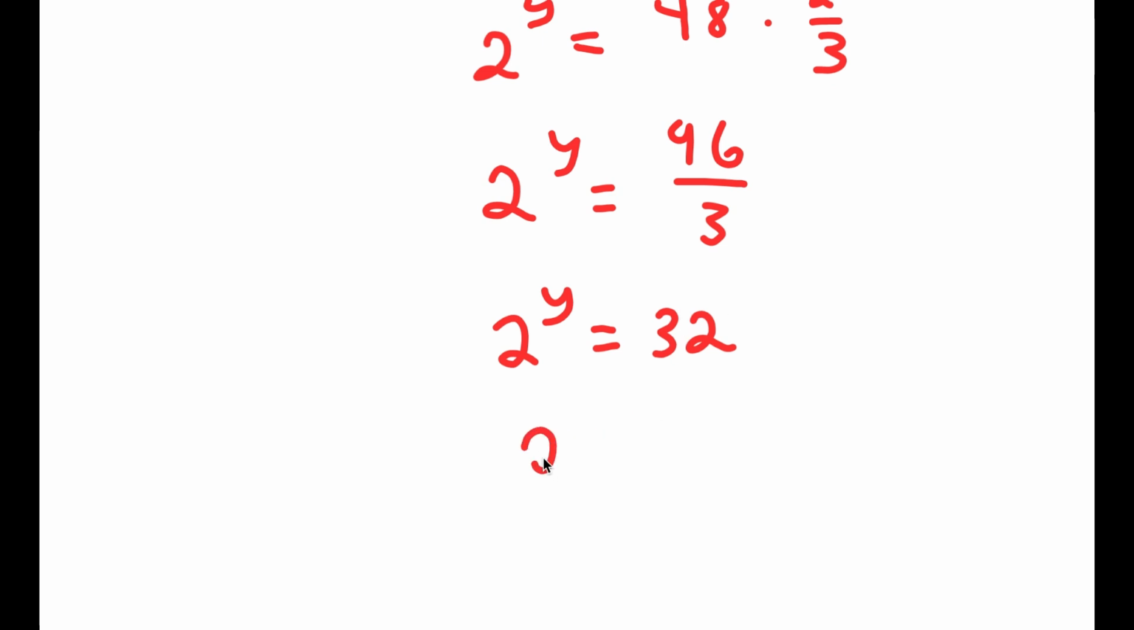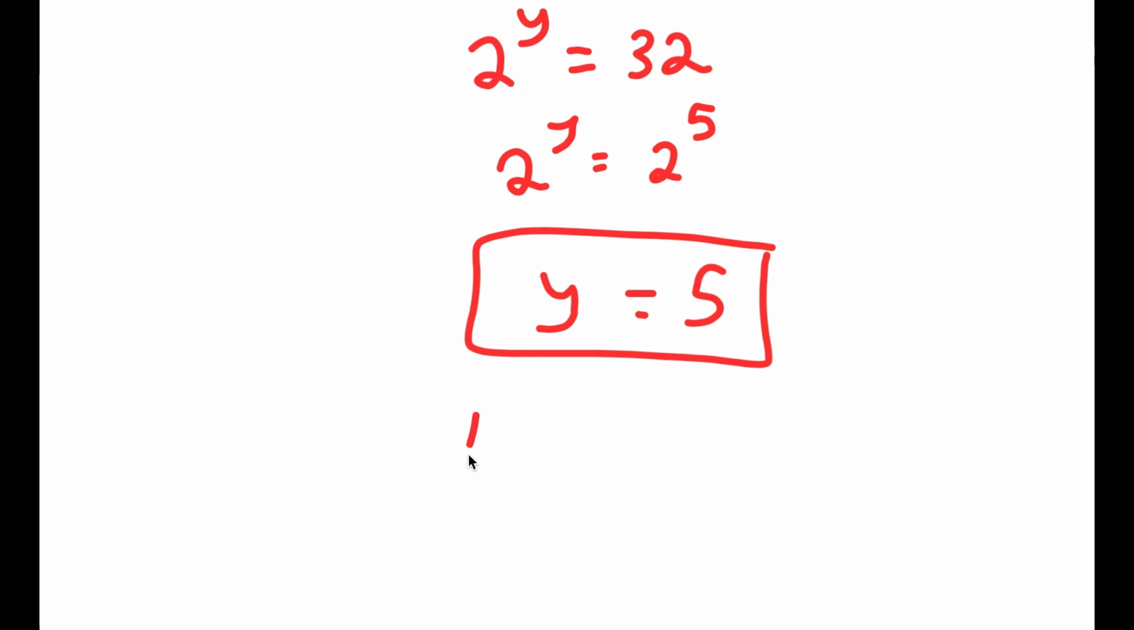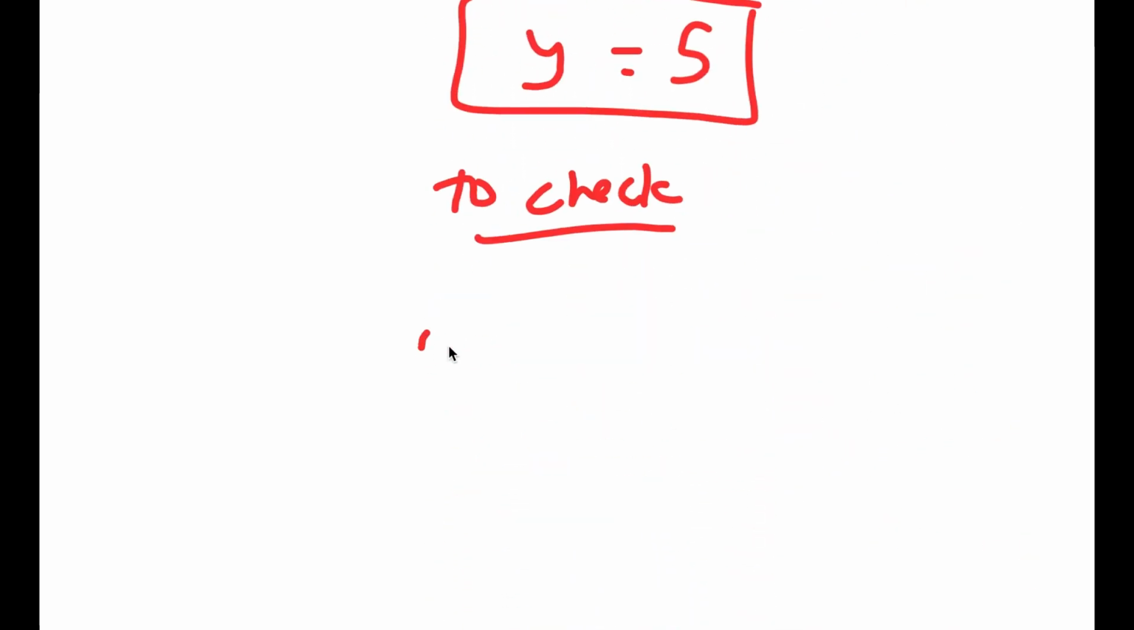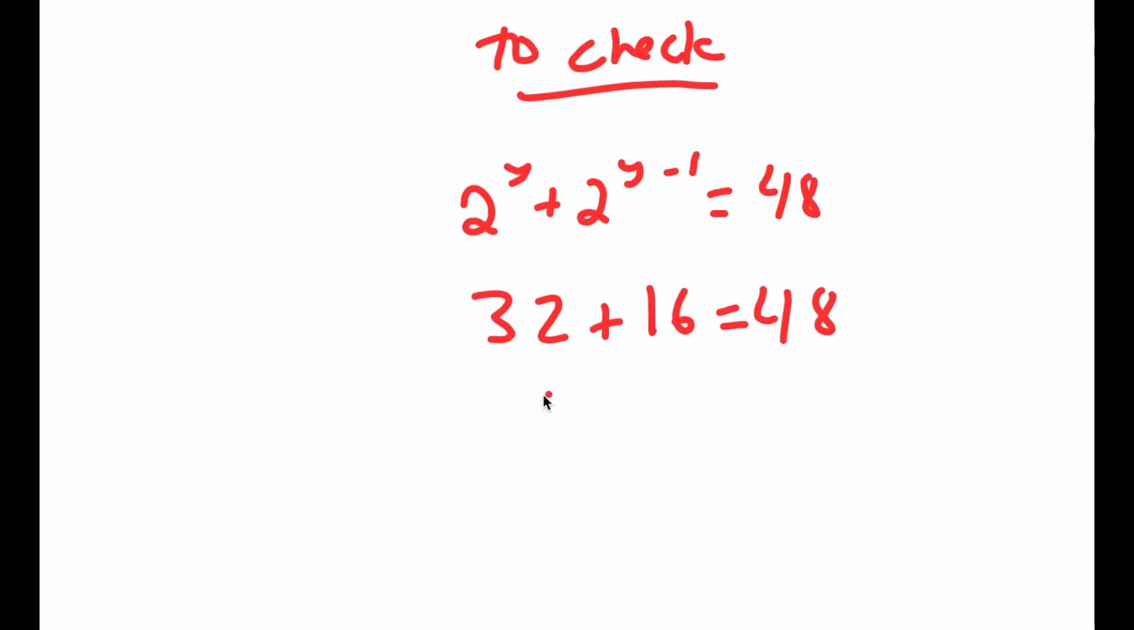Now 32 is the same thing as 2 to the power of 5. So I have 2 to the power of y is equal to 2 to the power of 5, meaning y equals 5. So now to check, if 2 to the power of y plus 2 to the power of y minus 1 is equal to 48, so 2 to the power of 5, which is 32, plus 2 to the power of 4, which is 16, and 32 plus 16 is 48. So I have 48 is equal to 48, and this is right.